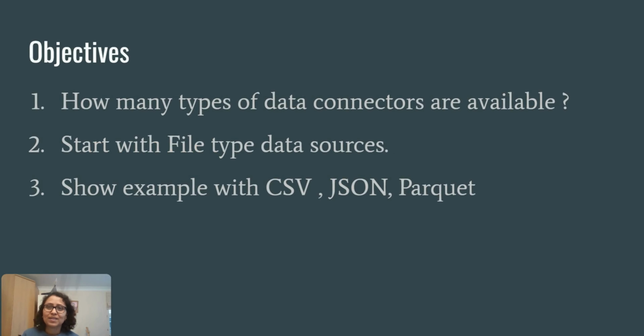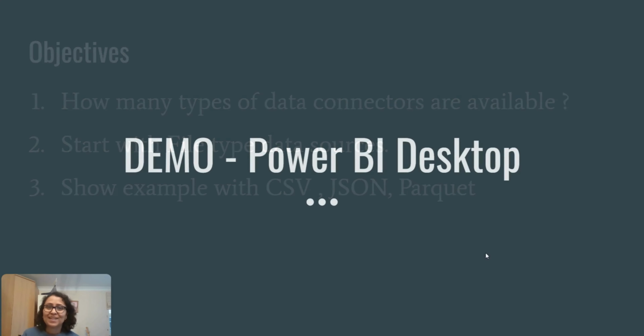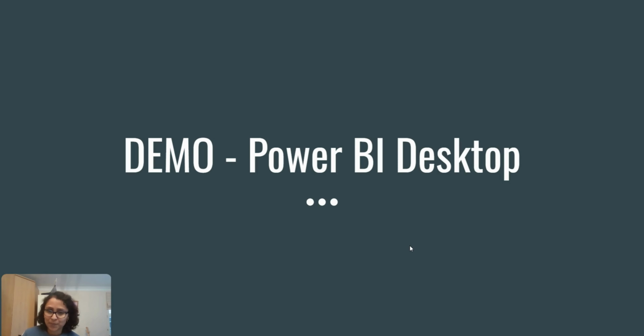Okay. So the first objective is how many types of data connectors we have, and how many types of data connectors we can access through Power BI Desktop using Power Query. That I will show you shortly. Then we'll start with the file type data sources, and I will show you some examples with different file types, like a CSV file, how we can import this CSV file into our Power Query, then one JSON file, then one Parquet file. Okay, so let's go to Power BI Desktop.